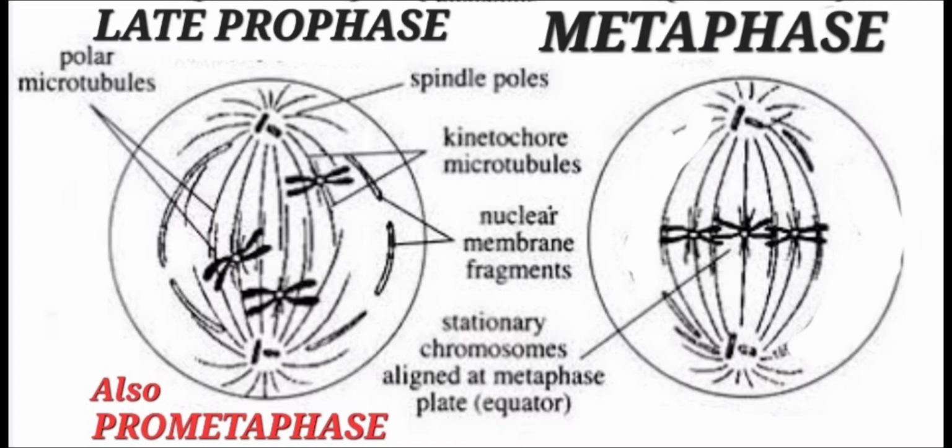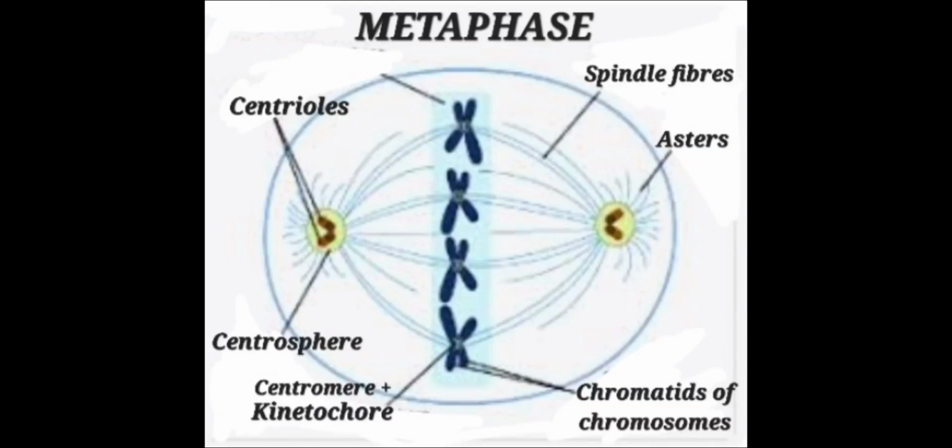The next phase of karyokinesis is called metaphase. The characteristic features of metaphase are as follows. The mitotic spindle is fully developed during this metaphase. The centrosomes face the poles. The chromosomes are lined up midway at the metaphasic plate, or what we call the imaginary equatorial plane.